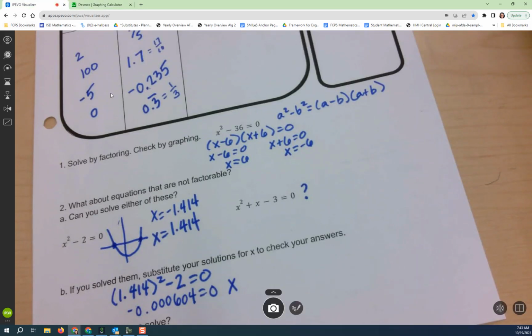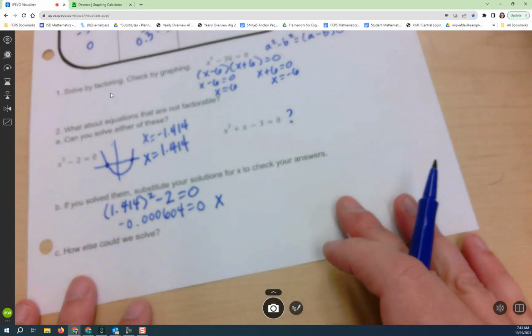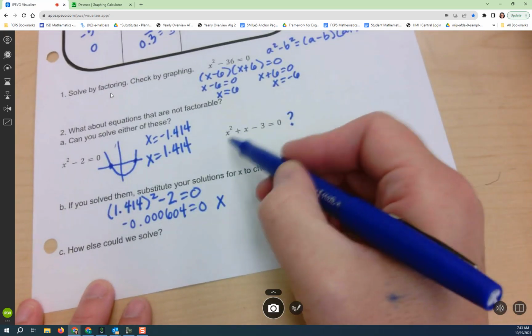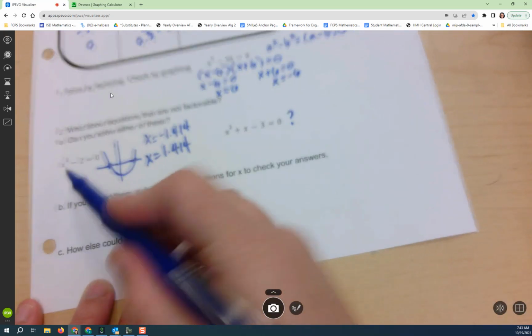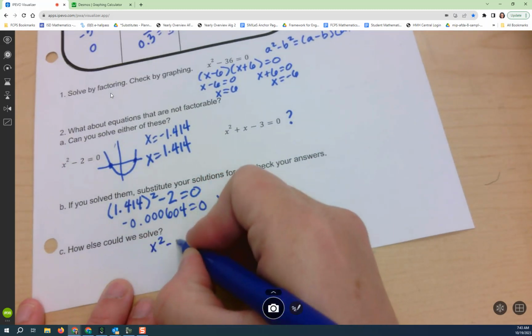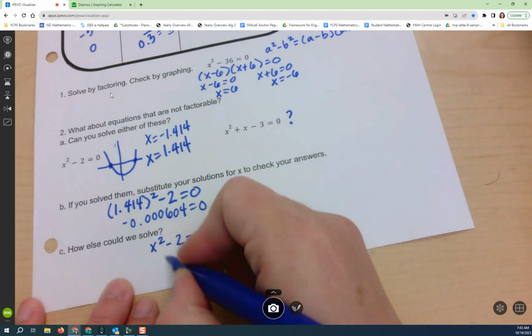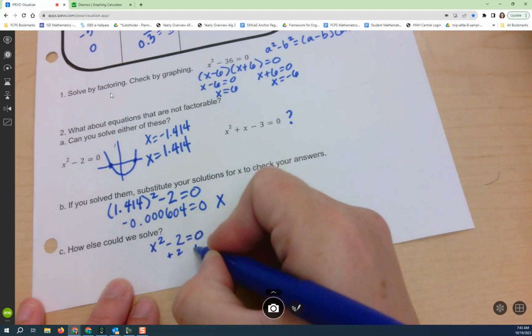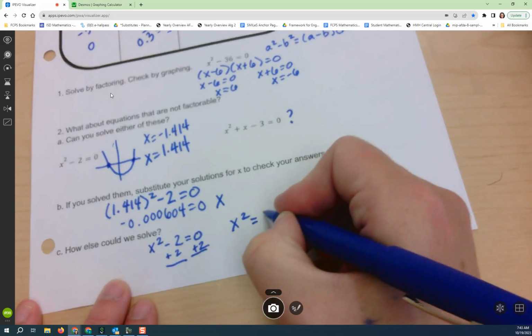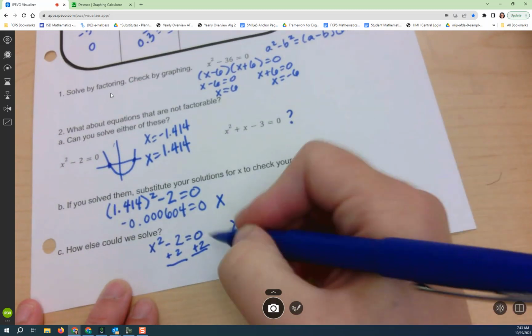So to find the exact answer, we could try to solve by getting x by itself. And that's the reason why we're not doing the other one, because that one has two different kinds of x. But this one here has just a single x squared term. So I'm going to write the equation down, and I'm going to try to add 2 to both sides to get x squared equals 2. And then I can solve with a square root.